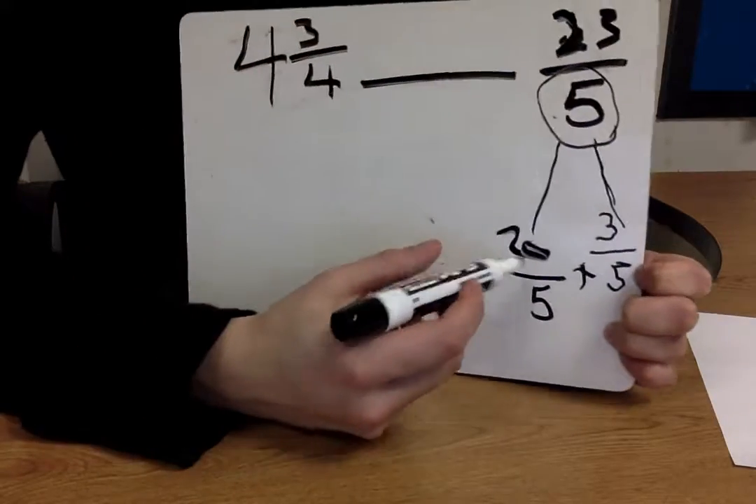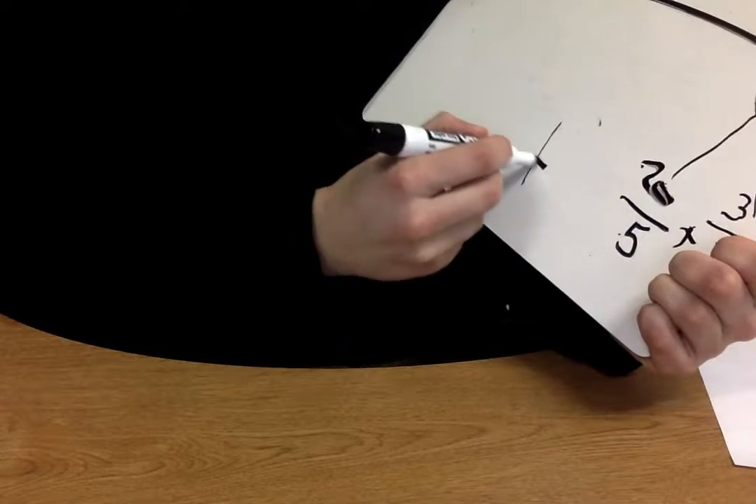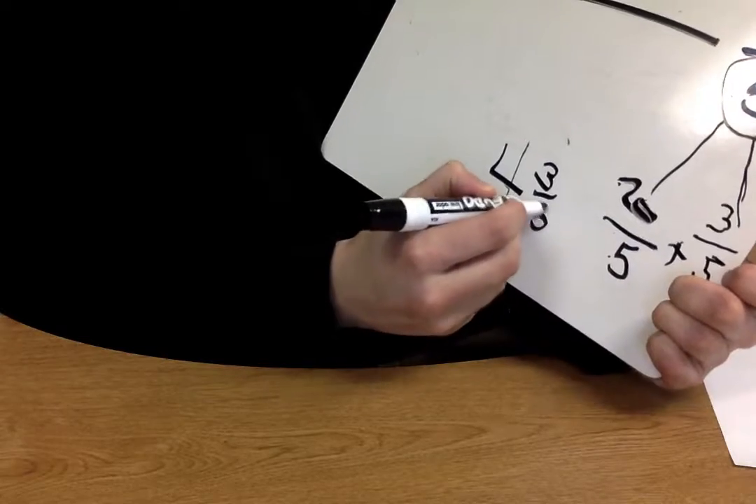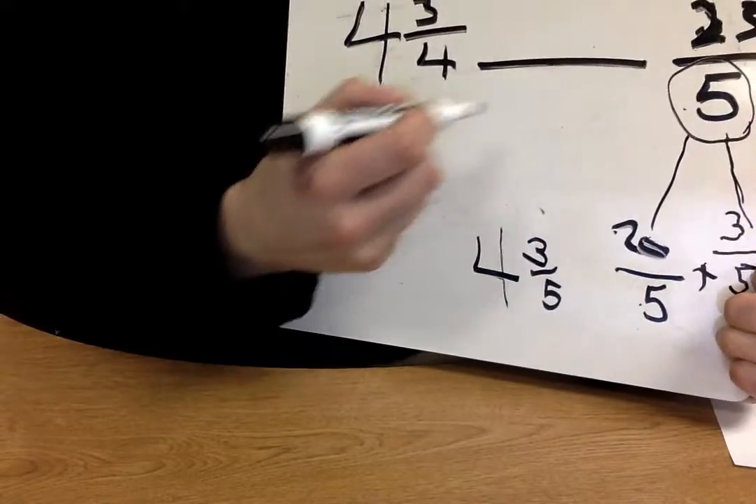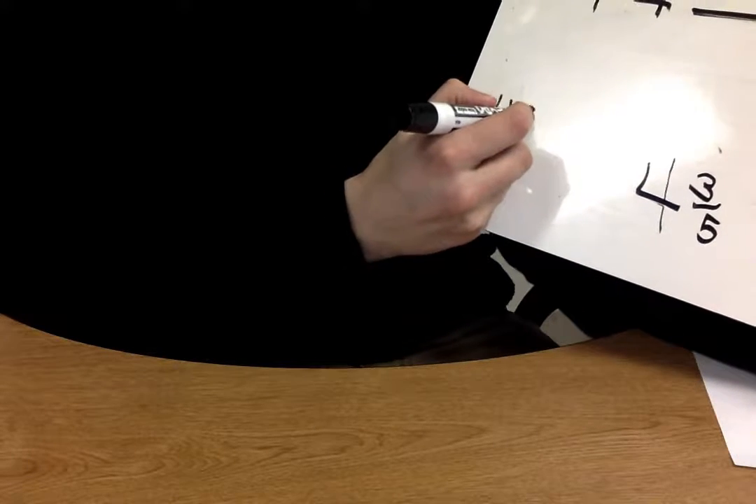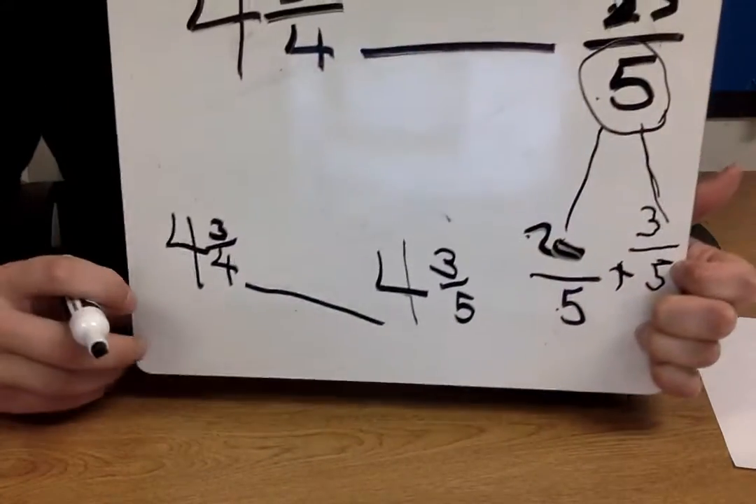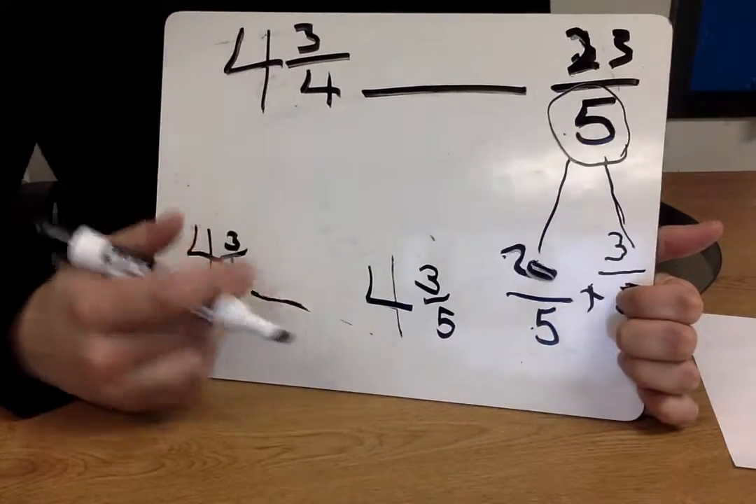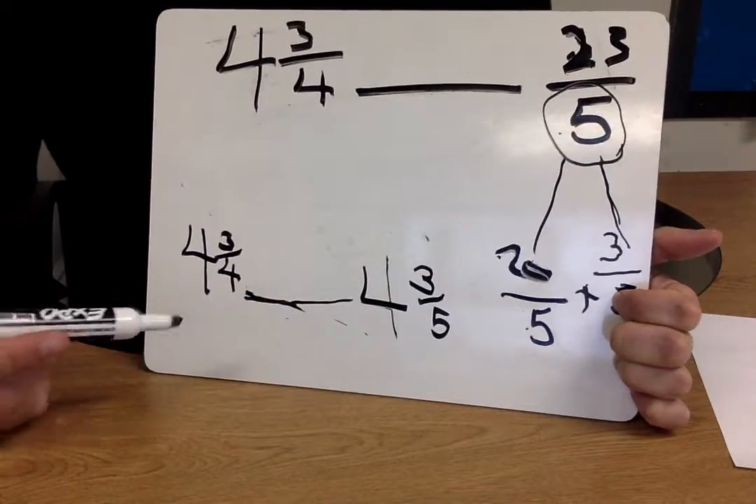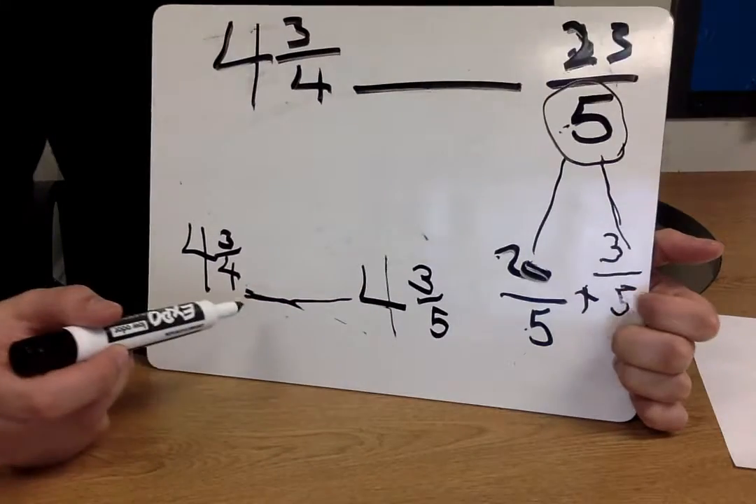So now I can change this. I know 5 goes into 20 4 times, and that means I have 3 fifths remaining. So now, instead of comparing 4 3/4 with 23 fifths, I'm going to compare 4 3/4 with 4 3/5. So I can compare these two mixed numbers now. So by changing my improper fraction into a mixed number, it makes my job easier.